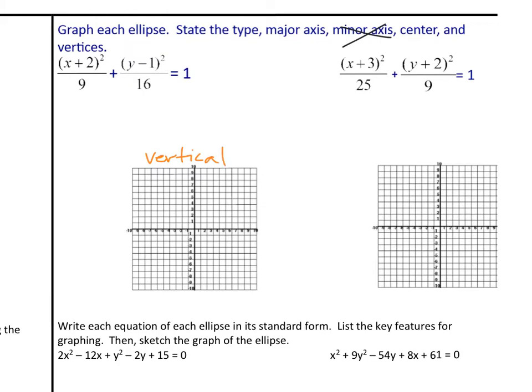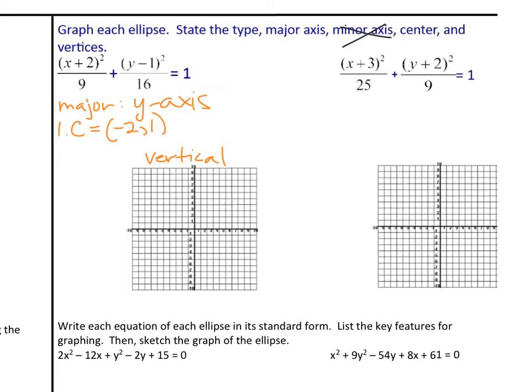That means this is going to be vertical. So now let's find our center and our vertices. Let's do the things in order. Our major axis is going to be the y-axis. So that means this ellipse will look taller than wider. Step 1, find our center. Now, if we have parentheses, we have to do the opposite sign for both x and y. That means our center will be (-2, 1).